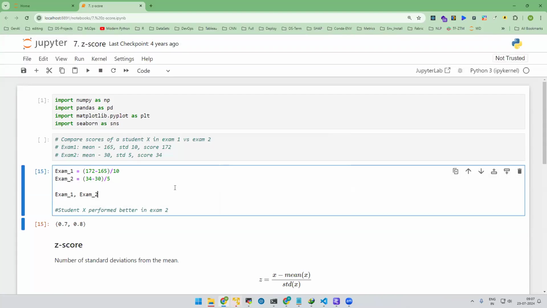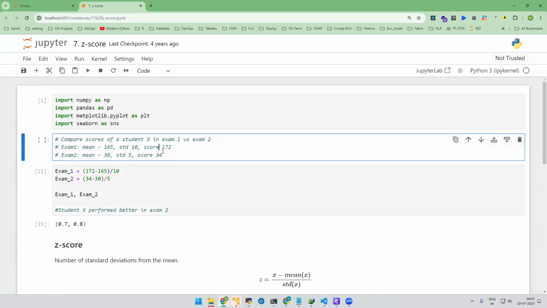So for Z score, let's take that we have two students who got 172 and 34. When we compare these two scores, obviously we can say that 172 is much bigger, isn't it? So student one has got better marks than student two, right? But the thing is, let's take that student one is from another school, maybe school A, and student two is from school B.